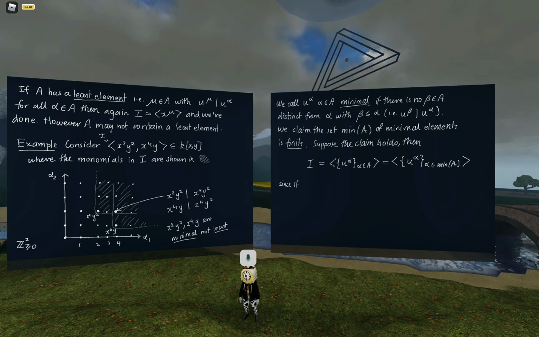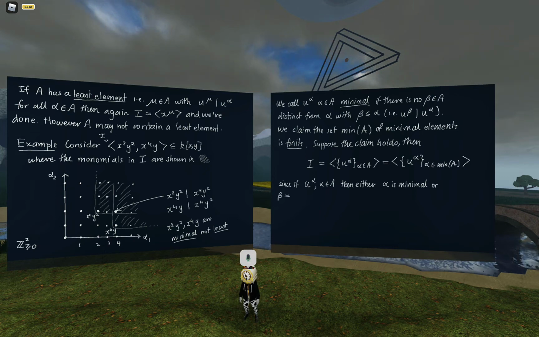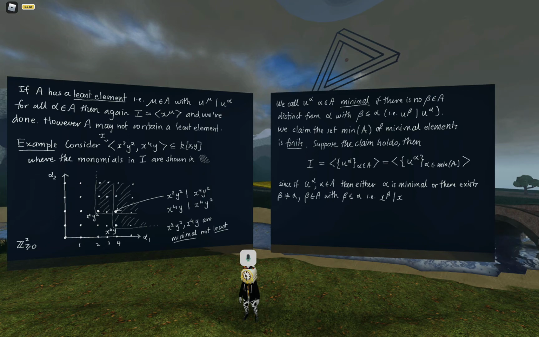Why? Well, if I take any u to the alpha in A, then either it's minimal, or if it's not minimal, then by definition there's some beta not equal to alpha in A with beta less than or equal to alpha, i.e. x to the beta dividing x to the alpha. Okay, and then is beta minimal?